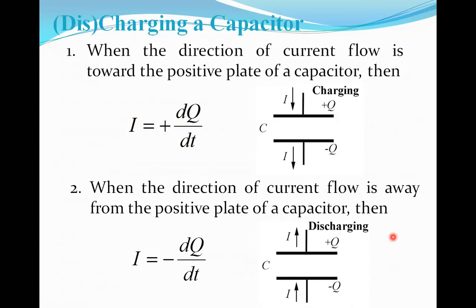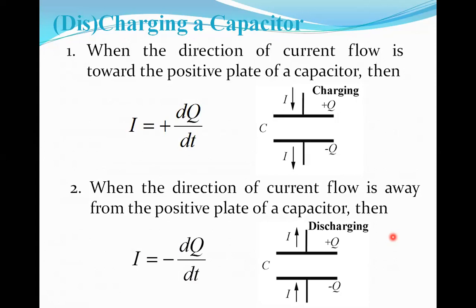So what is minus dq by dt? The rate of flow of charge is negative. It means the condenser is discharging. Plus dq by dt means the capacitor is charging. And when it is minus dq by dt, it means the capacitor or condenser is discharging. So this is a basic understanding of the capacitor.